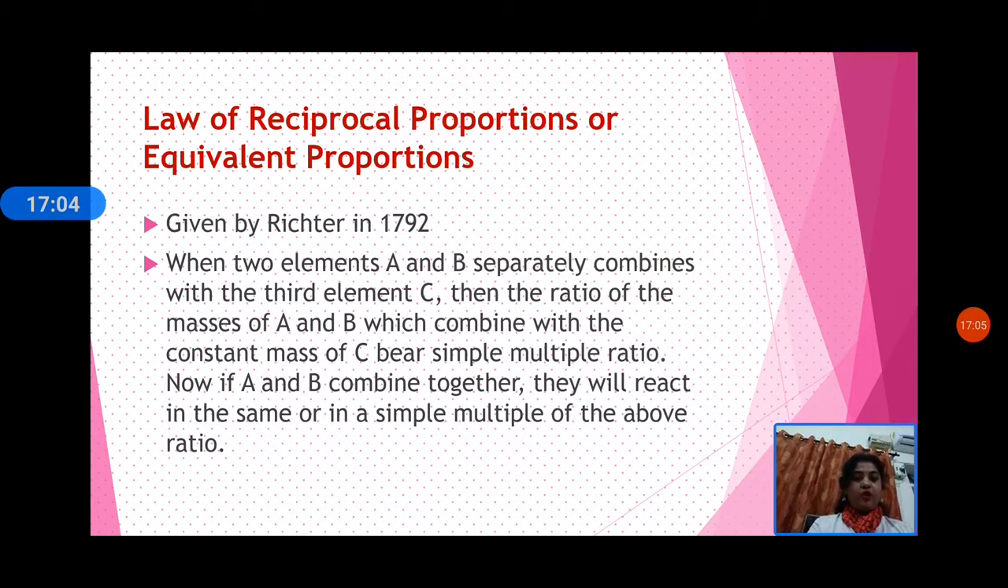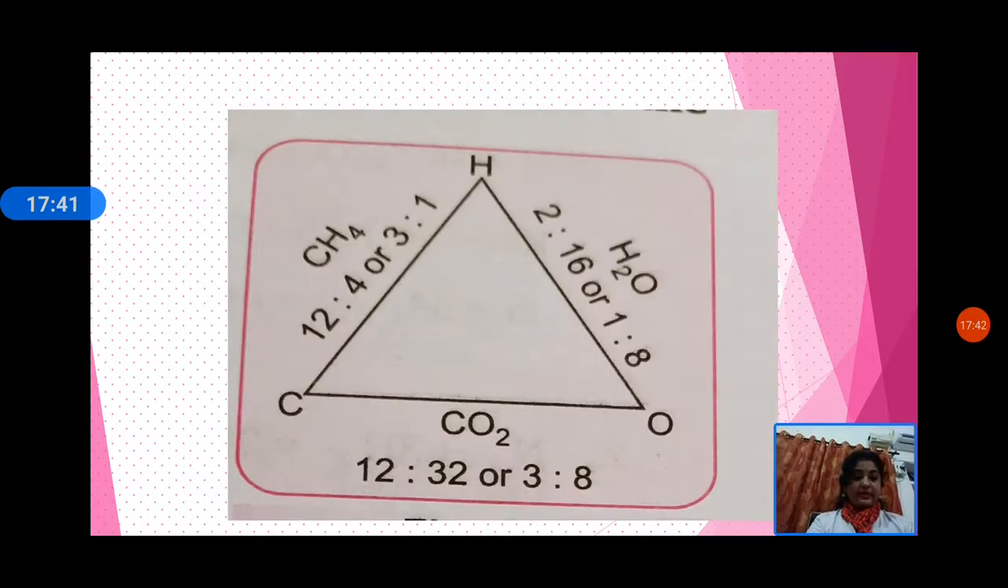Next law is law of reciprocal proportion or equivalent proportion. This was given by Richter in 1792. This law says that when two elements A and B separately combine with the third element C, then the ratio of the masses of A and B which combine with the constant mass of C bears simple multiple ratio. Now, if A and B combine together, they will react in the same or in simple multiple of the above ratio. Try to understand with this example.